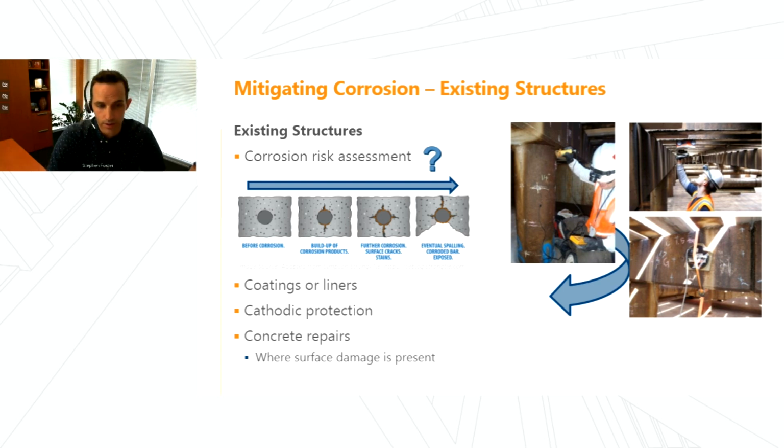We already talked about coatings or liners. We will talk about cathodic protection here in a minute. And then certainly doing concrete repairs. That's going to be where we now have stage 4 corrosion damage. The concrete is spalled off. So that's essentially our only option at that point, for the most part, to restore the concrete section. And each of these options has pros and cons, right? There's not a one-size-fits-all, especially depending on where we're at in the process.